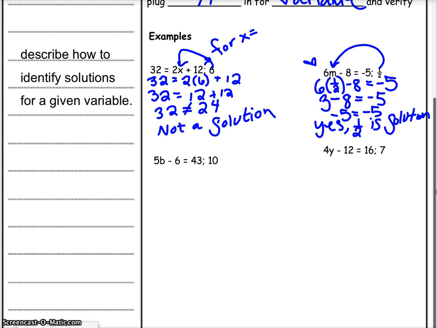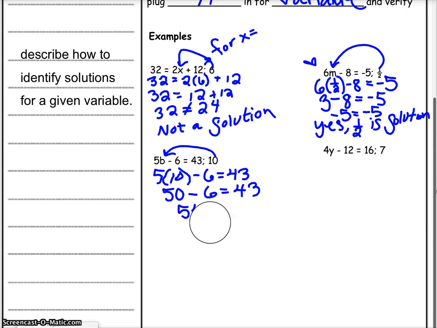The semicolon just means make the variable the number after. So I'm going to put the 10 in here. Does 5 times 10 minus 6 equal 43? Does 50 minus 6 equal 43? 50, just kidding, 44. 44 does not equal 43. So not a solution.